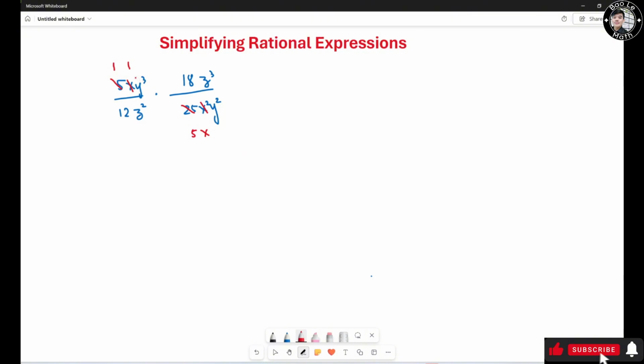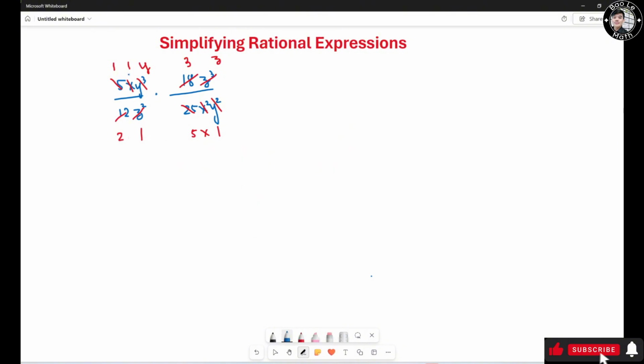Y cubed and y squared have the same common factor, y squared, right? So y cubed divided by y squared is going to be y. Y squared divided by y squared is going to be 1. Now, z cubed and z squared have the same common factor, z squared, right? So z cubed divided by z squared is going to be z. Z squared divided by z squared is going to be 1. Now, 12 and 18 have the same common factor, 6, right? So 18 divided by 6, it could be 3. 12 divided by 6, it could be 2, right?